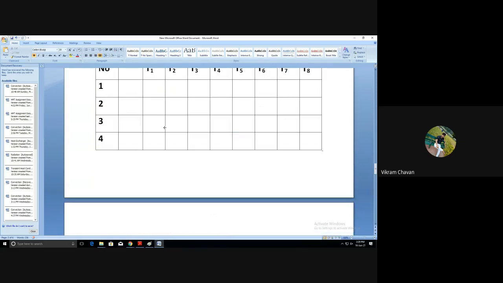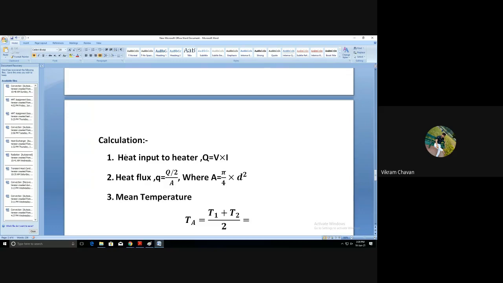Then we have to do the calculation, first of all for the heat input. How much amount of heat is provided to the heater? That will be equal to Q. Q is equal to V multiplied by I, V multiplied by I. Next we have to find out the heat flux.